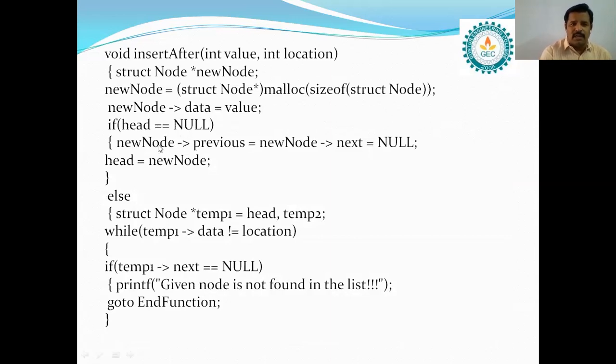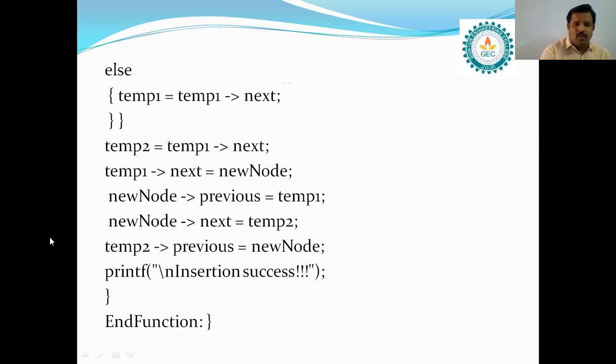If head is equal to null, then simply new node previous and new node next will be made null, and head equal to new node. Otherwise, if the condition is false, then we can change the pointers like this: temp2 equal to temp1 next, and temp1 next equal to new node, new node previous equal to temp1, and new node next equal to temp2, and temp2 previous equal to new node. Right? In this way, we can adjust the pointers.